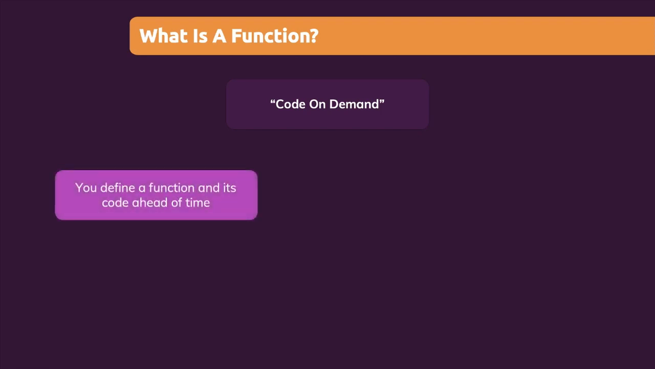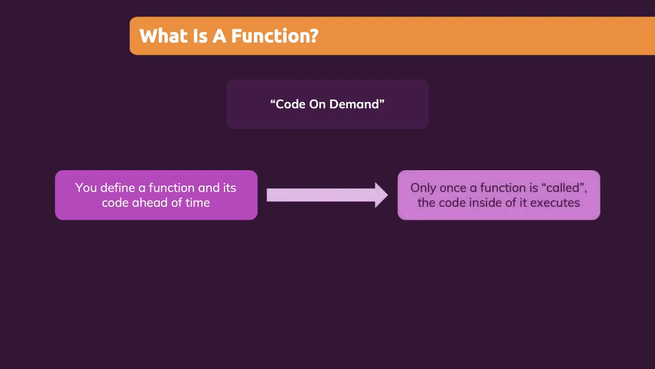So code that should not be executed right away when it's parsed, but instead which should be saved to be executed later. And the code should then be executed once you call a function, which is simply the usage of a special syntax in your code. Once that happens, the function code executes.